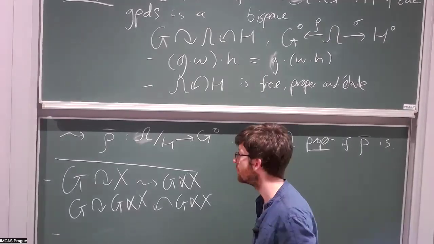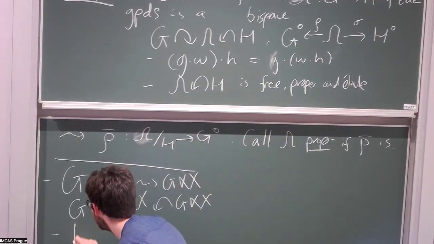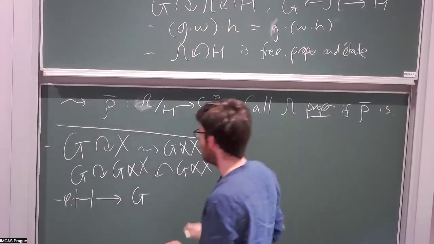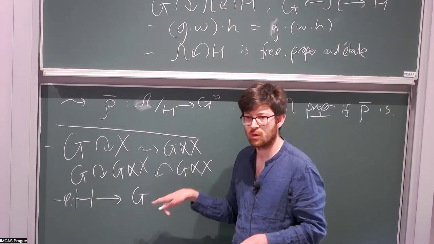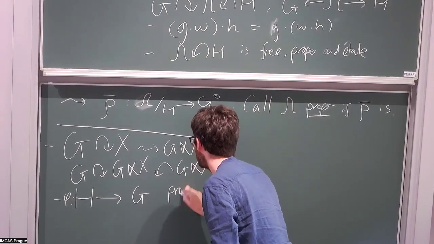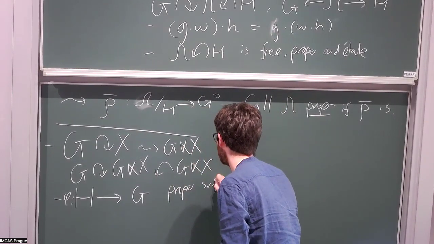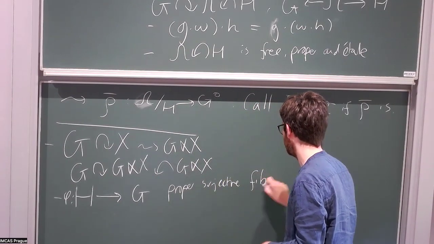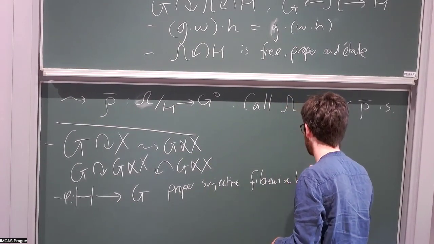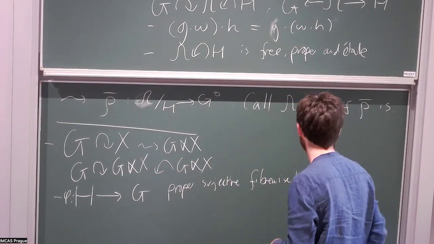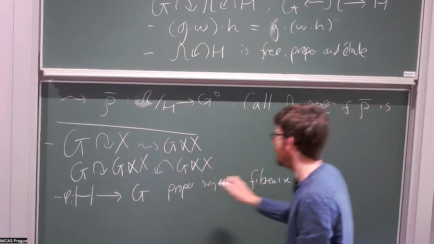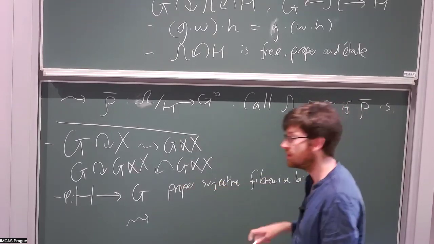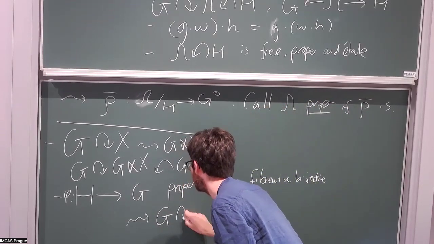There's also a case where you have some nice kind of homomorphism. If this is proper, surjective, and something called fiberwise bijective, then you can actually build from these conditions a natural action of G on H.